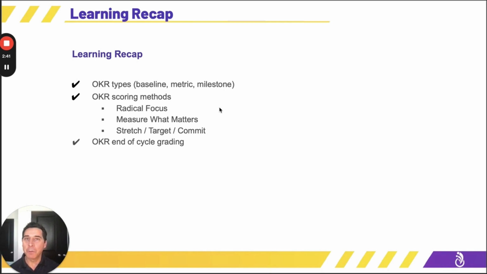We looked at the radical focus method, that method that starts off at 50%, and you either hit your goal or you don't. We looked at the measure what matters method that incorporates aspirational key results as well as committed key results, and those committed key results being 100% attainable, meaning that we are going to hit that. And then we also looked at the stretch, target, and commit method by Ben Lamorte, which blends the radical focus method as well as the measure what matters method by John Doerr. And then we wrapped it up by looking at the OKR end of cycle grading and how each of those different scoring methods applies towards the end of cycle scoring.